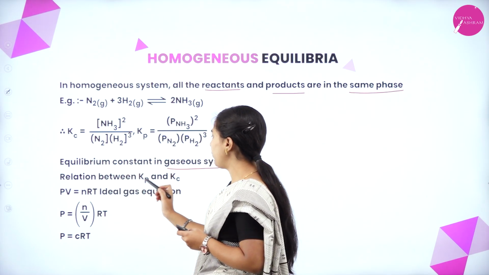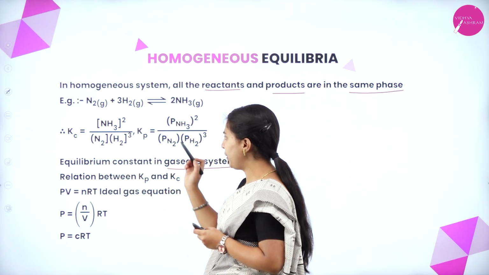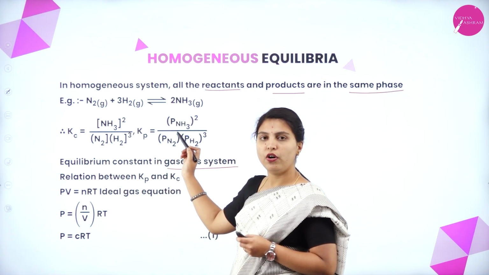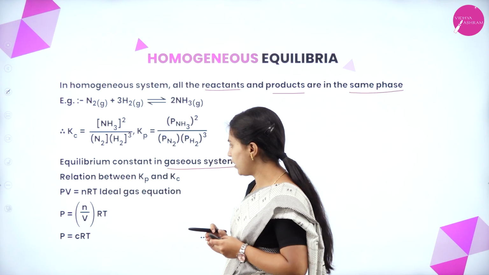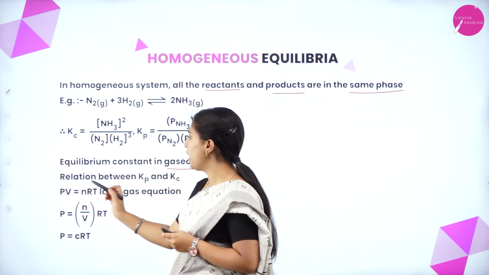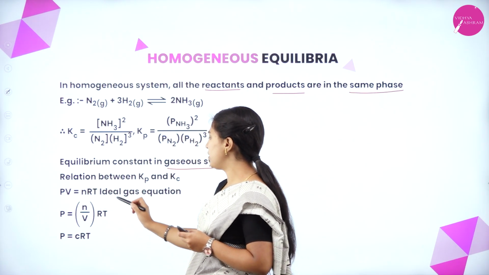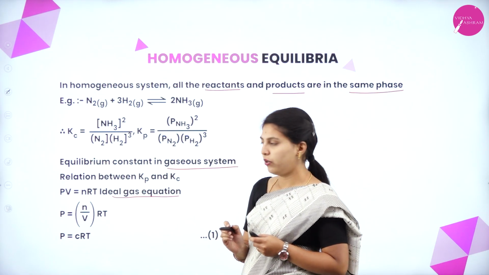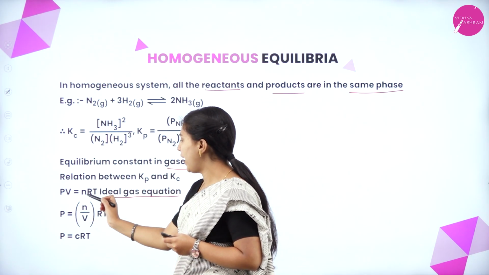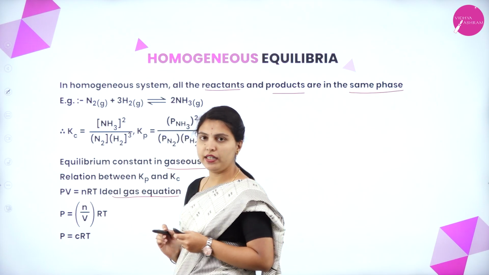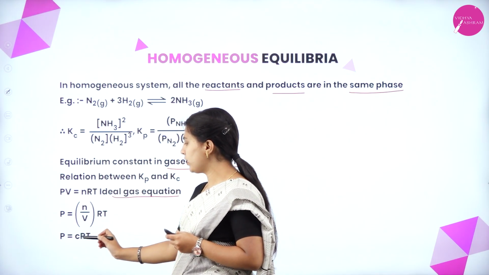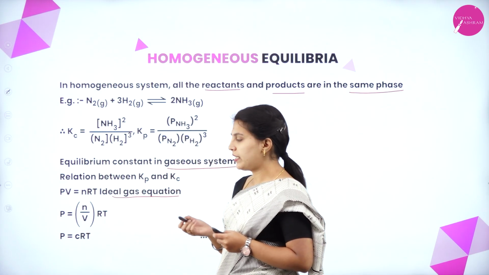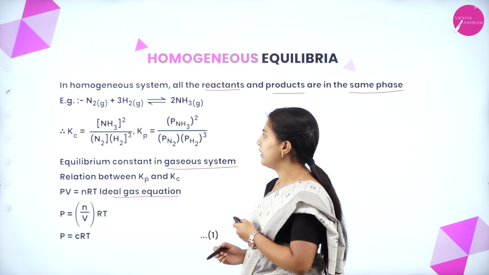Then the relationship between Kp and Kc, between the equilibrium constant in terms of partial pressure and the equilibrium constant in terms of concentrations. What is the relation between them? PV equals nRT, which is the ideal gas equation. So, P equals n by V into RT. Here n by V is represented by C, so P equals C into R into T.